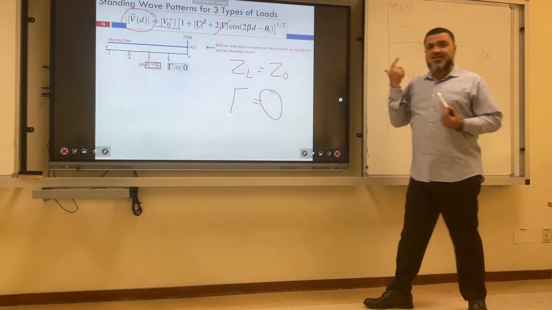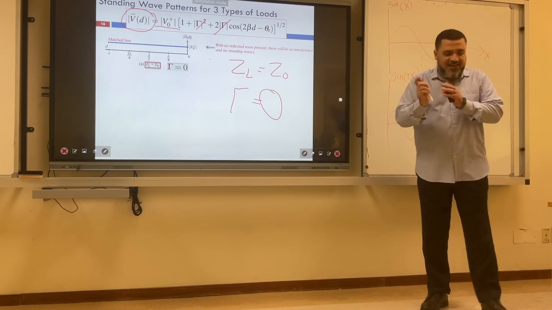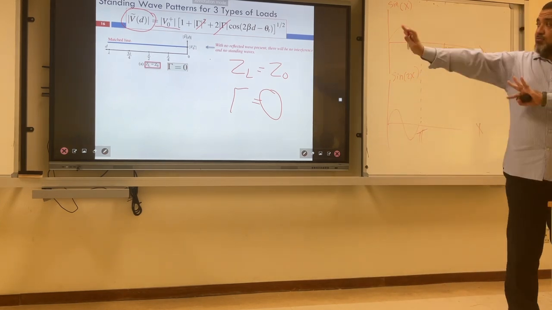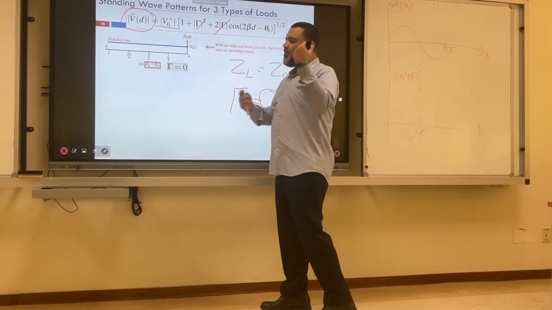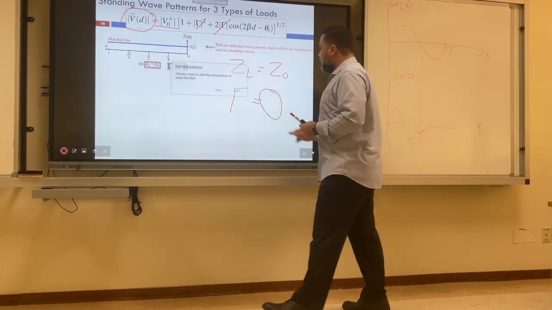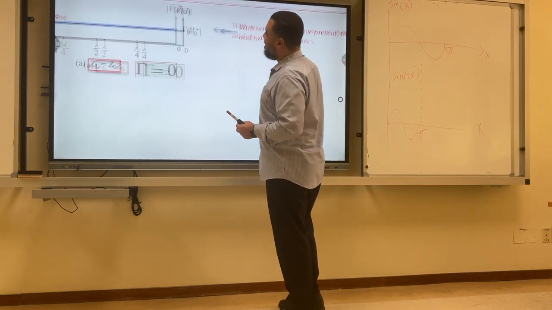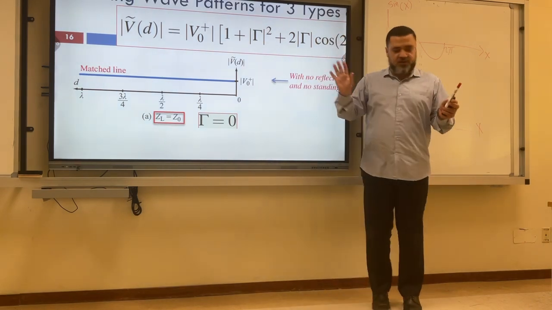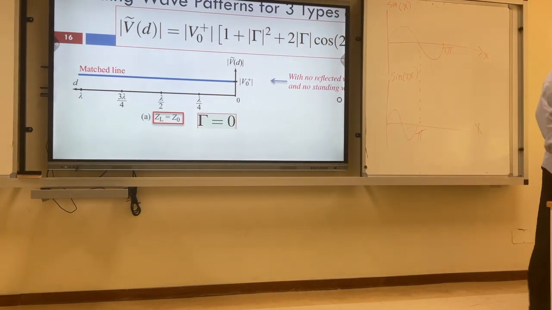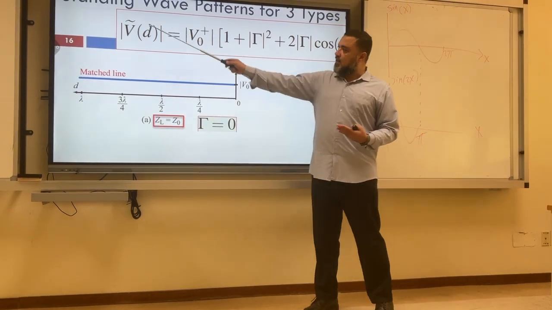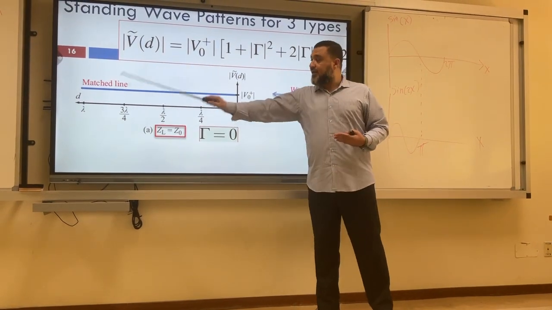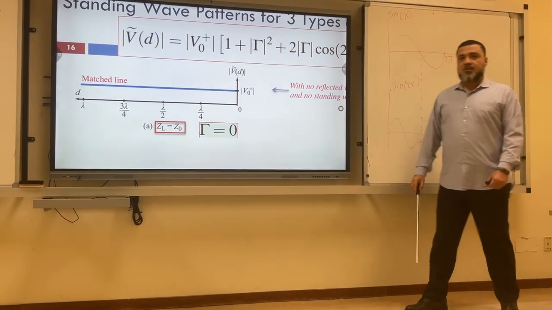What does this mean in time domain? This is the phasor domain, the complex domain, the magnitude of the complex V. What about the time domain? How does the signal look in time domain? Again, for perfect matching, no reflection, the best case, all the power is absorbed by the load. Z equal to Z0. The magnitude of V at any point is the same. This means what?